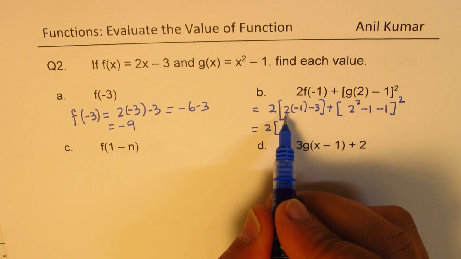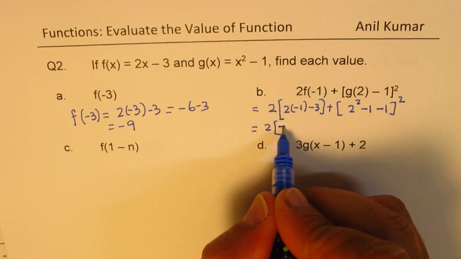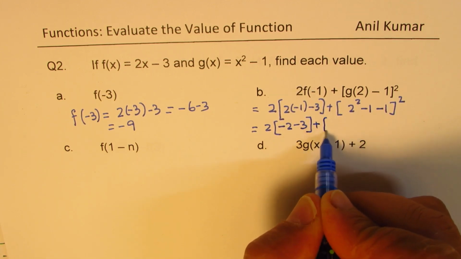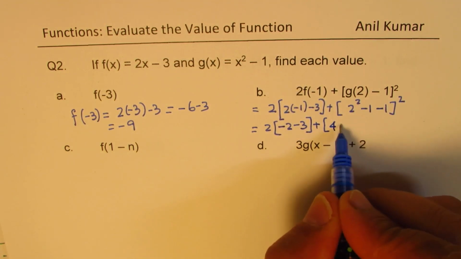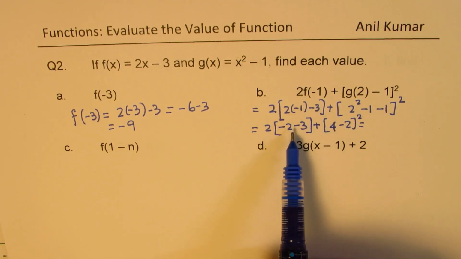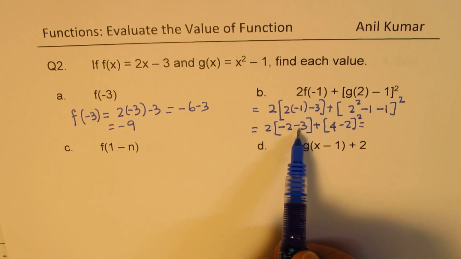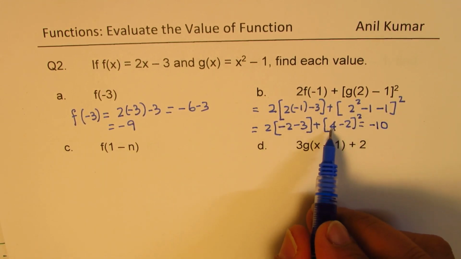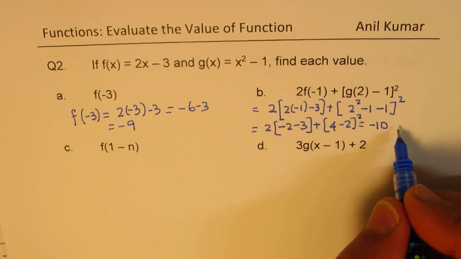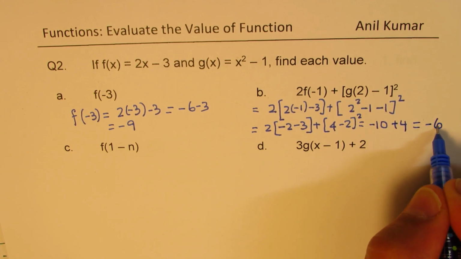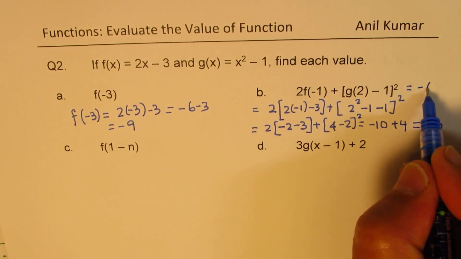Now we get 2 minus 2 is minus 2. And here we get minus 3. Plus we have 4 minus 2 whole square, correct? Now, you could do this in one step also, but I'm just taking my time to show you every step. Minus 2 minus 3 is minus 5. You can multiply that with 2 to get minus 10. Is it clear? 4 minus 2 is 2 and square of 2 is 4. So we get minus 10 plus 4, which is minus 6. So we get this value as minus 6. Is that clear to you?